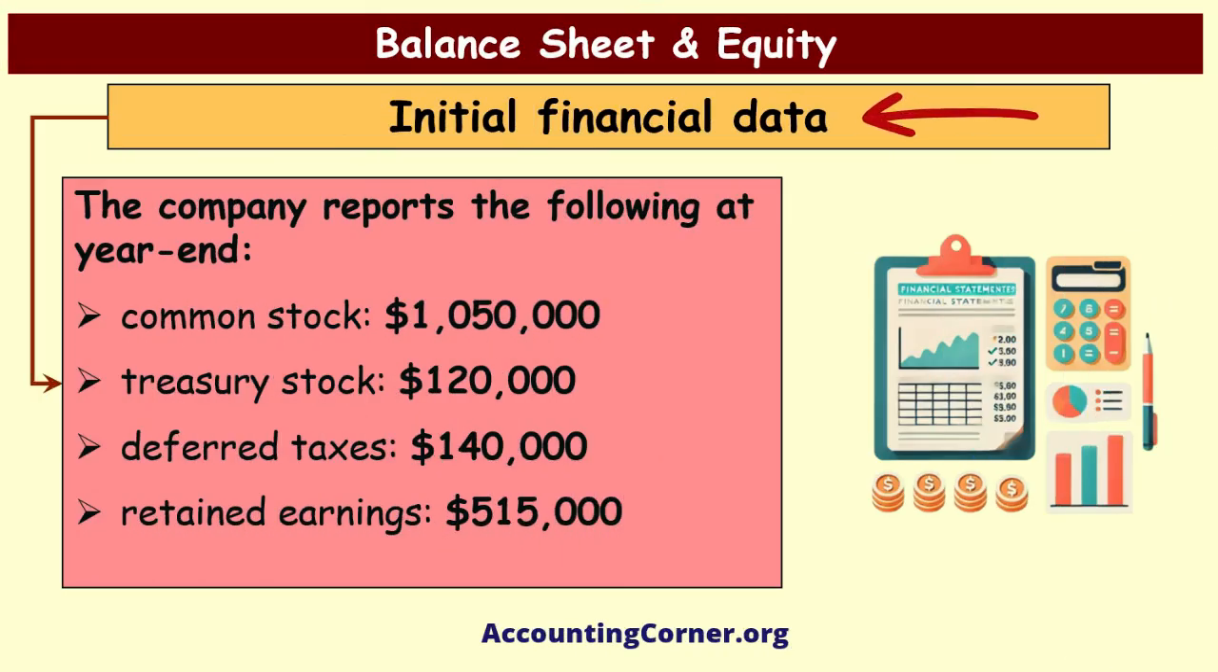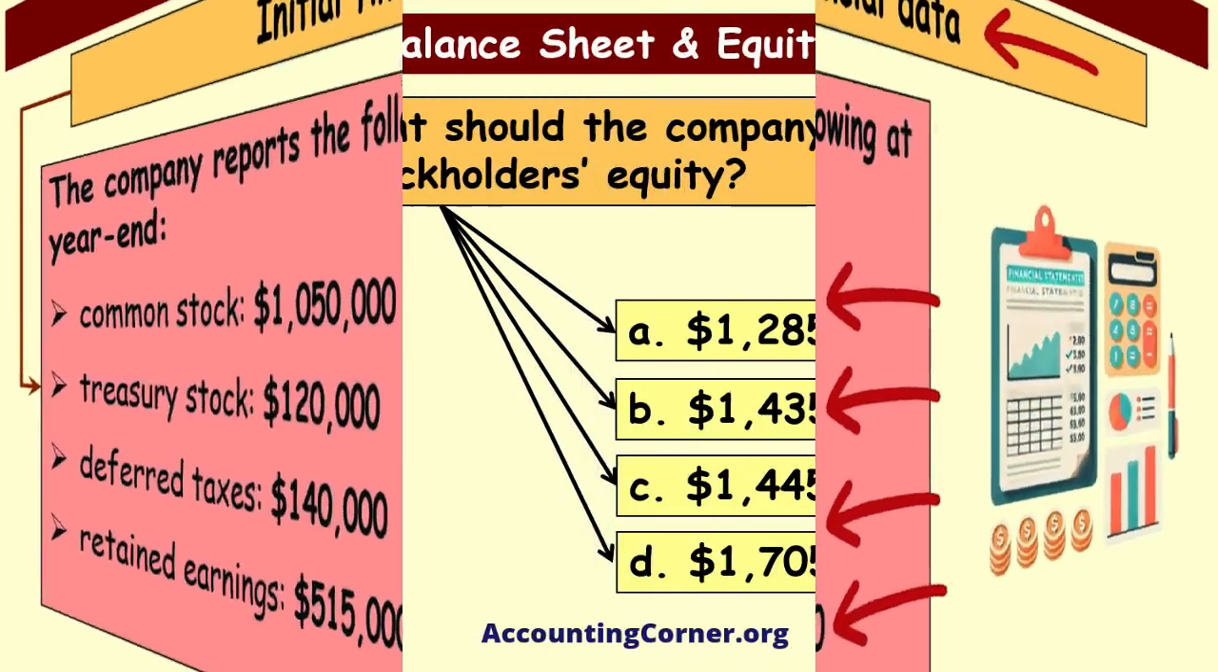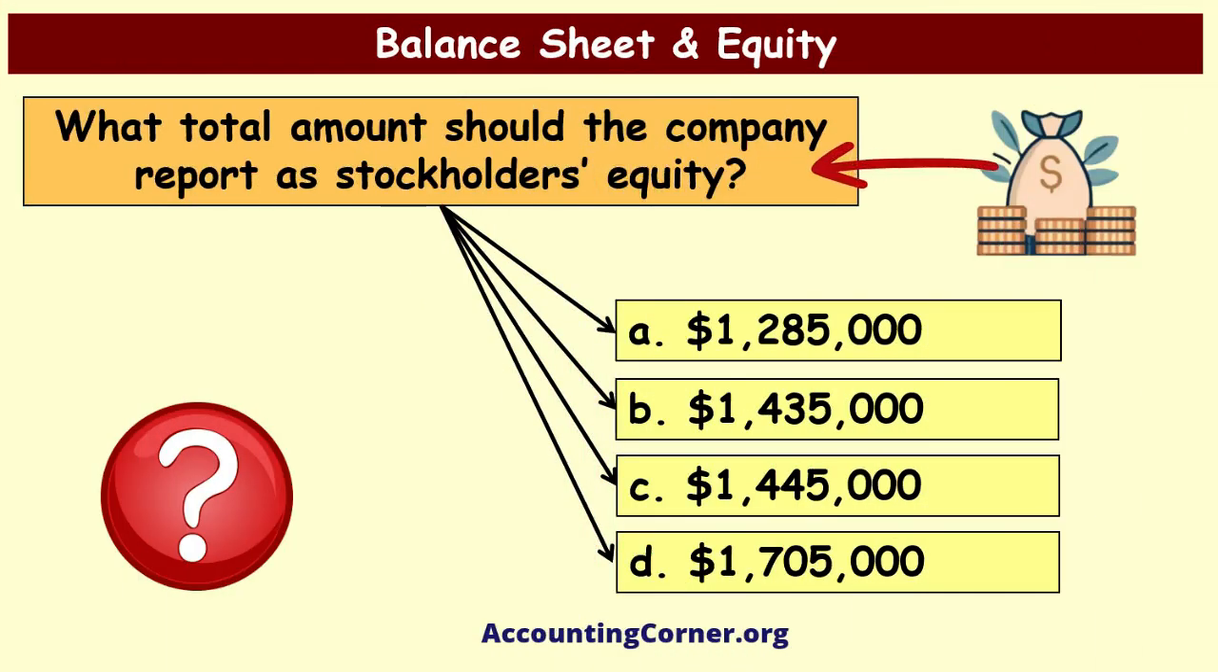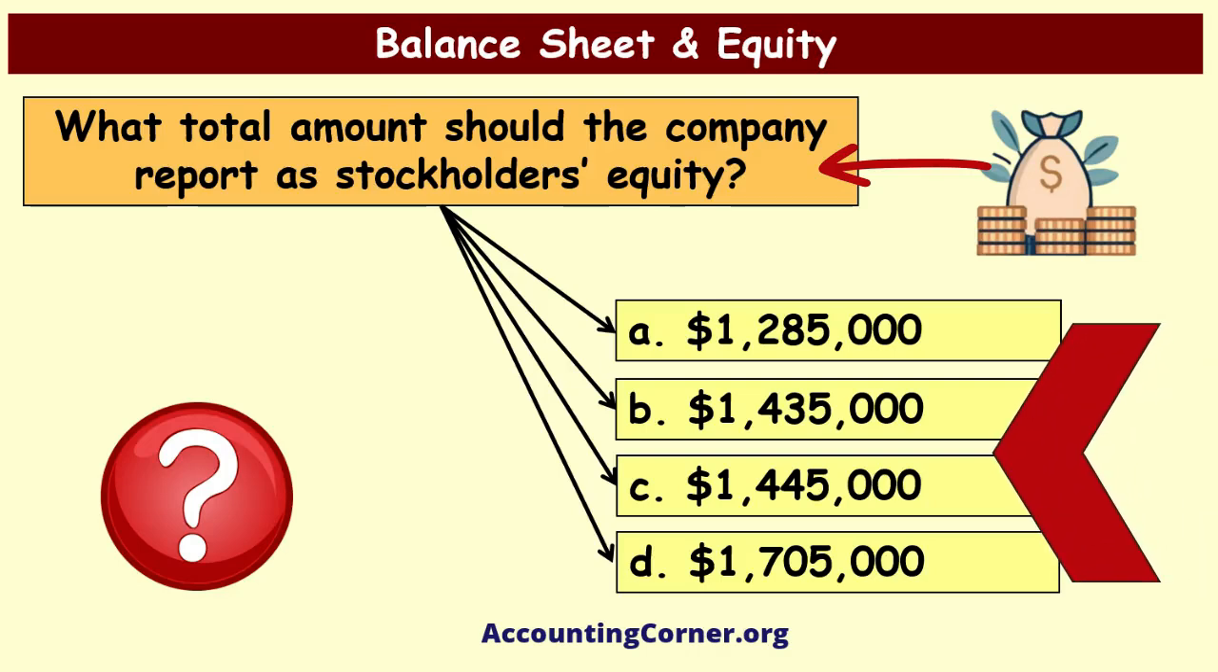Here is the initial financial data. The company reports the following at year-end. Common stock, $1,050,000. Treasury stock, $120,000. Deferred taxes, $140,000. Retained earnings, $515,000. Let's find, what total amount should the company report as stockholders' equity? Here you can see possible options for the answer.